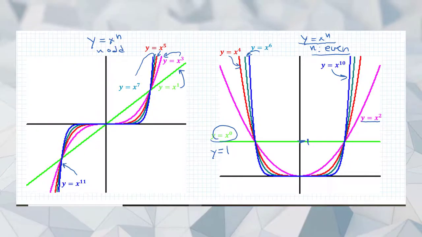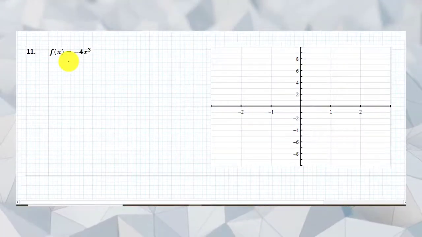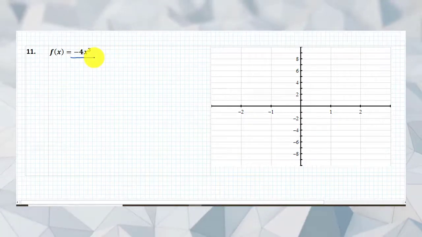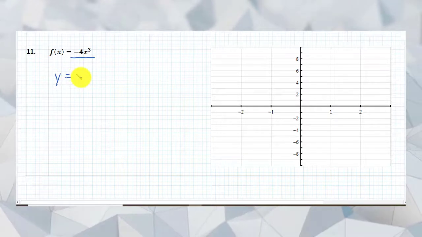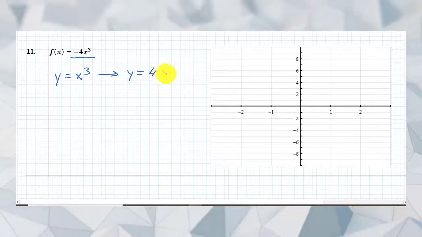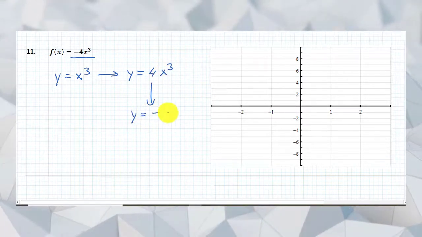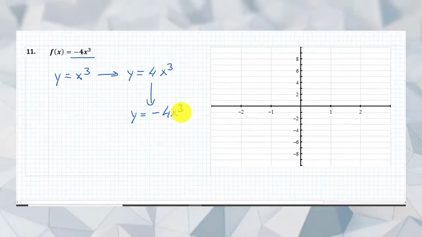Let's now do some graph transformation on these graphs. This is example number 11 from your notes. So I need to graph y equals negative 4x cubed. What are the graph transformations? What do I start with? Well, I start with y equals x cubed, and then we go to y equals 4x cubed. That's vertical dilation. And then we do y equals negative 4x cubed, and that's a reflection across the x-axis.